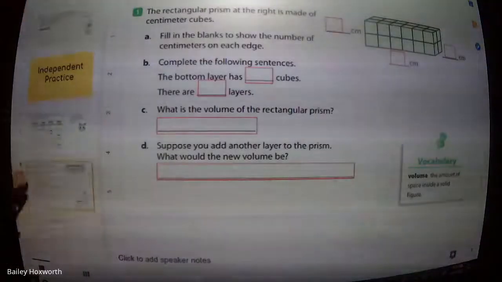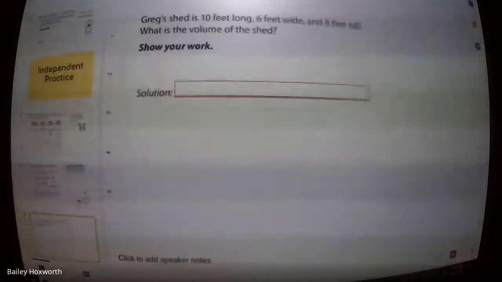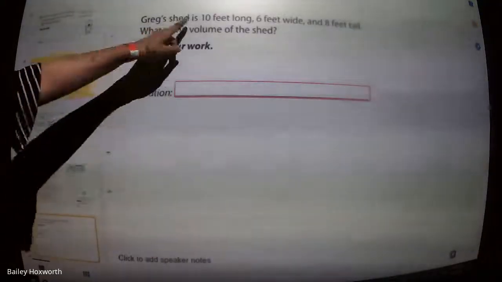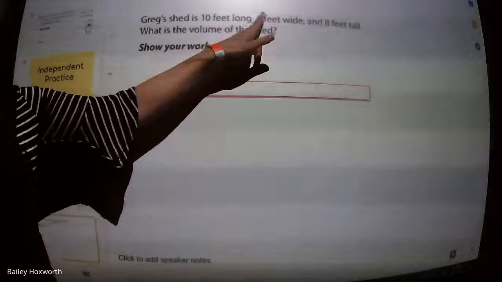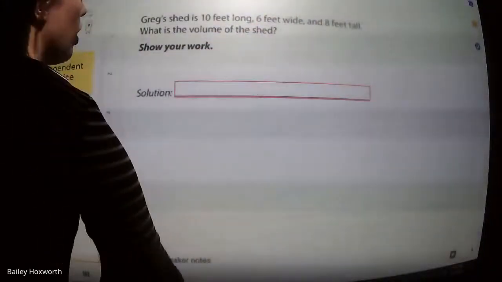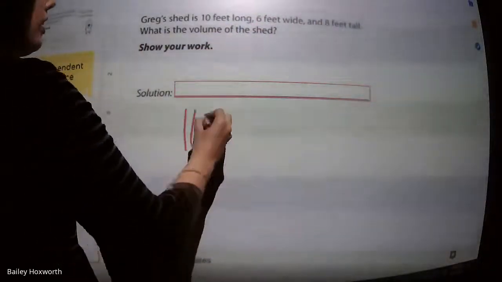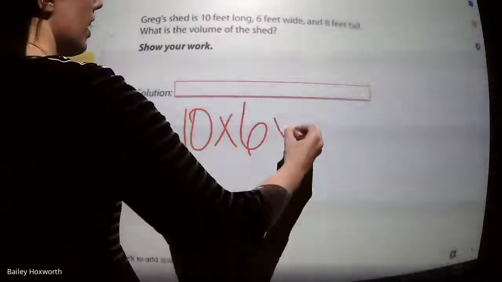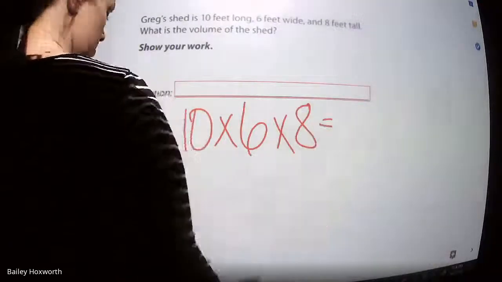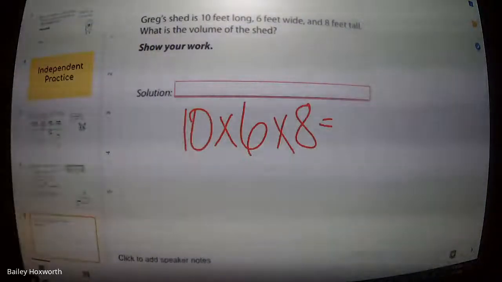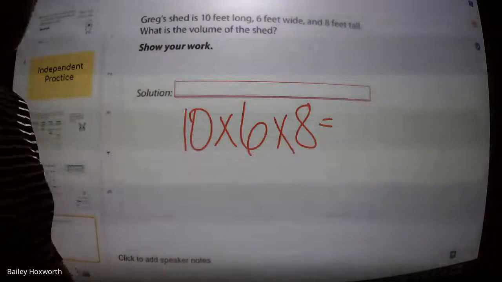And then your last question. If Greg's shed is 10 feet long, 6 feet wide, and 8 feet tall, what is the volume? So 10 times 6 times 8. Once you have submitted this, you are finished with math for today.